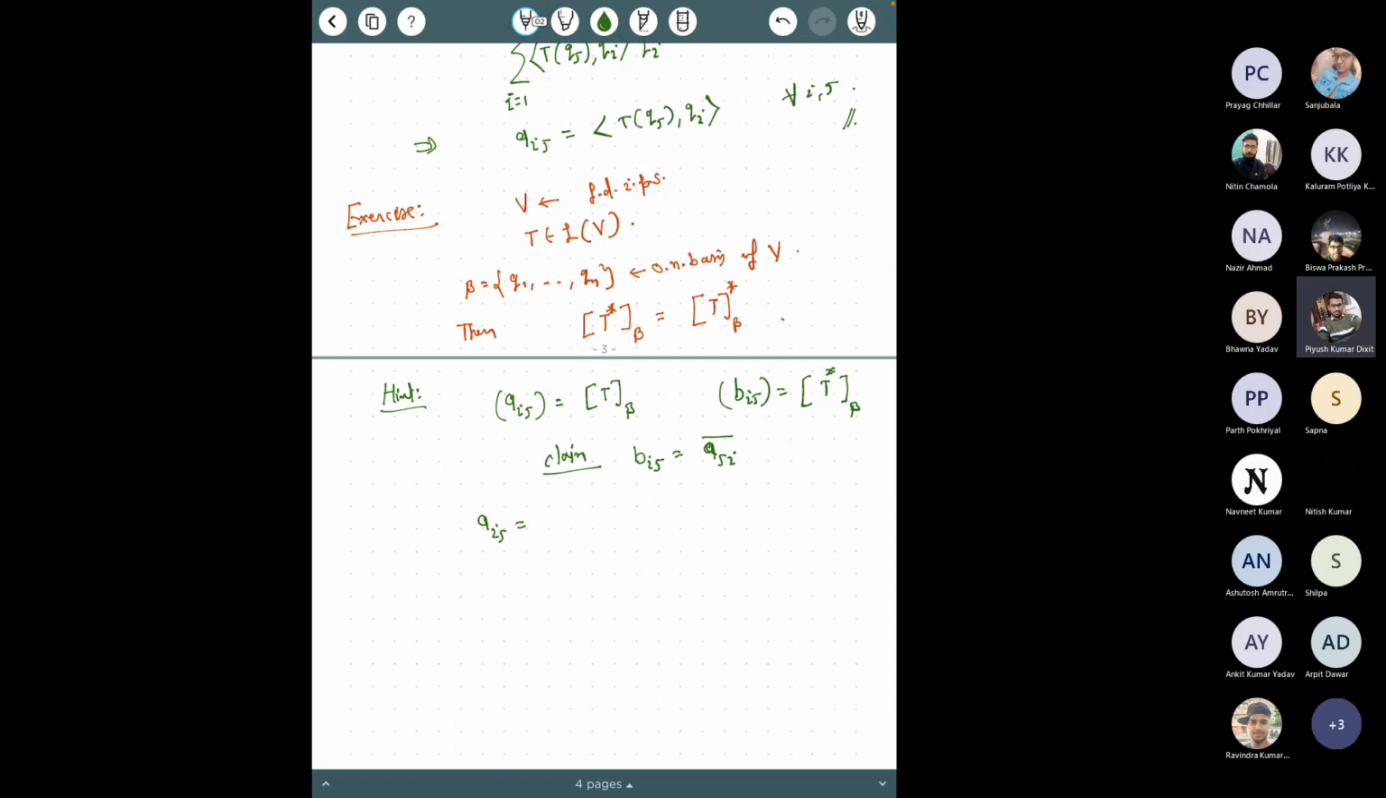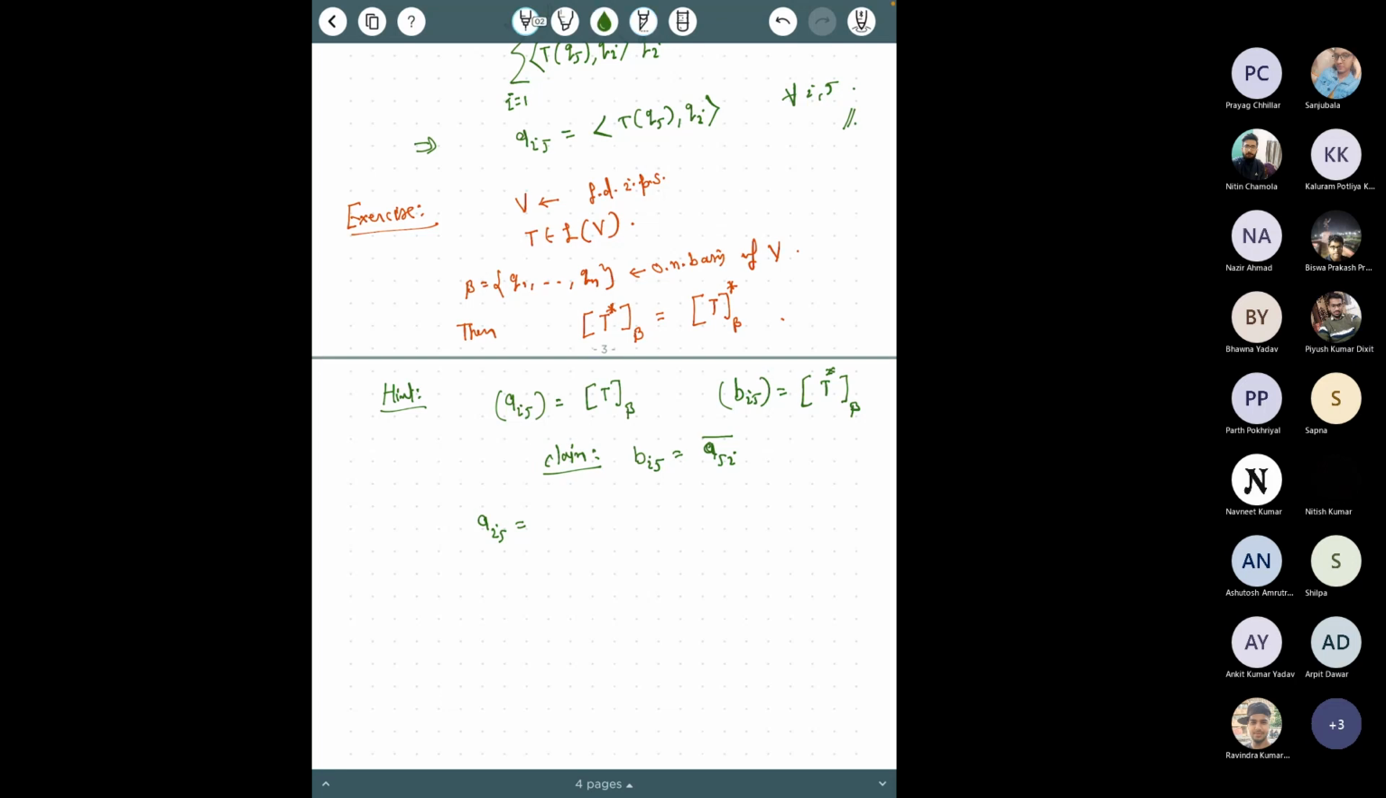How do we know from here that this is the conjugate transpose? No, I'm not saying that. I'm saying that this is our claim to show. Let's say Aij denotes this and Bij denotes the matrix of T star. Then our claim is to show that this is true. This is what we are trying to show. I'm not saying this implies. I'm saying this is our claim. So I've written here, this we want to show.